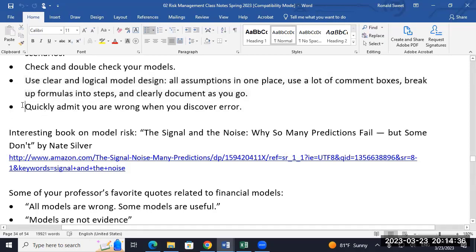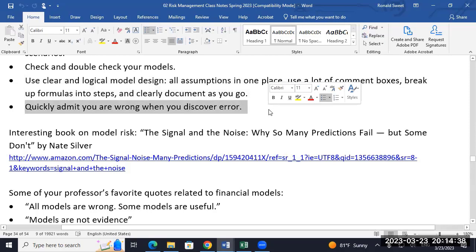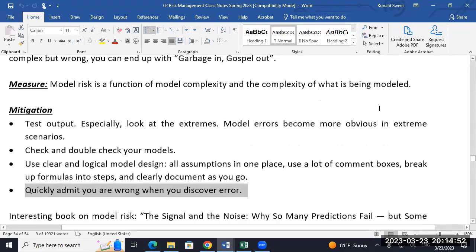Then quickly admit when you made a mistake. So don't do like I did and say, no, we're sure it's right. Don't ever do that. Just say, yeah, we need to double check it. Let's make sure. If someone asks a question like, wow, I don't really understand that, then let's double check that.